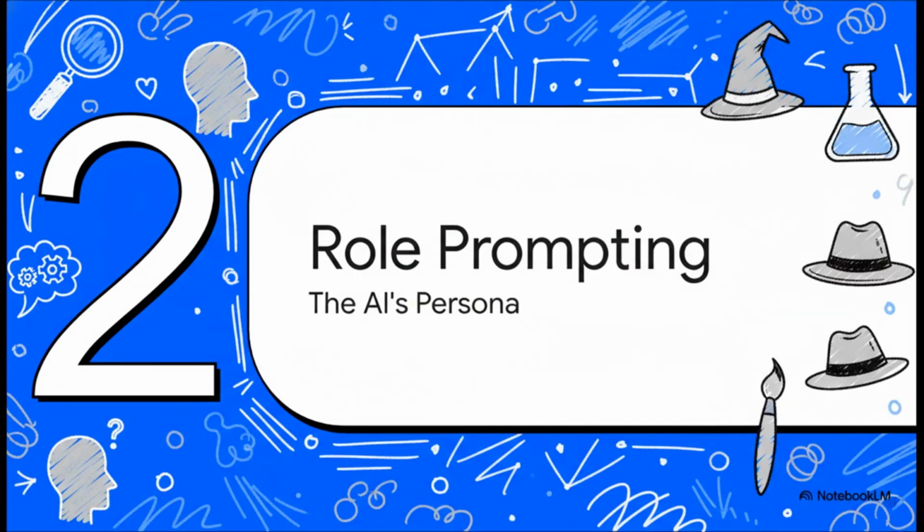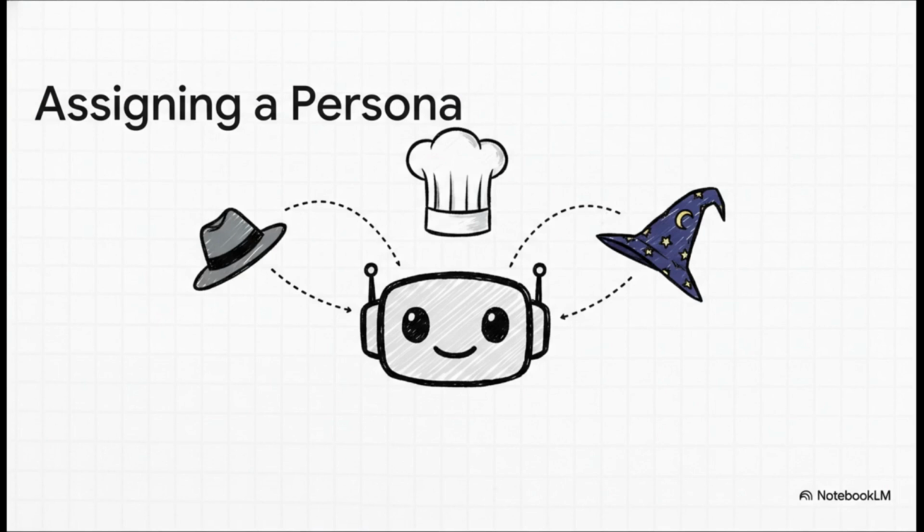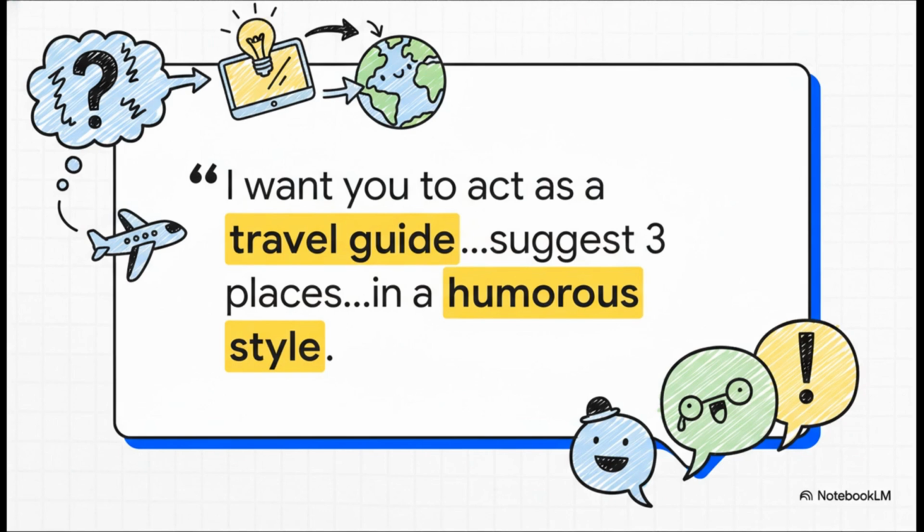Okay, let's move on to the second tool in our kit. This one's a lot of fun. It's called role prompting, and it's all about giving the AI a personality. This is literally like casting an actor for a part in a movie. You can tell the AI, I want you to act as a skeptical scientist, or you are a pirate, or you're a high-energy business coach. And that simple instruction completely changes its tone, its style, and even the kind of knowledge it brings to the table.